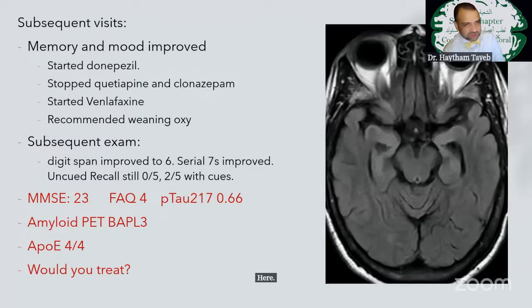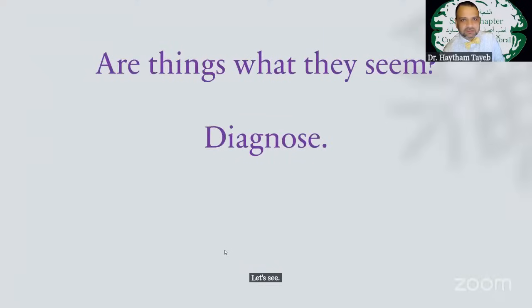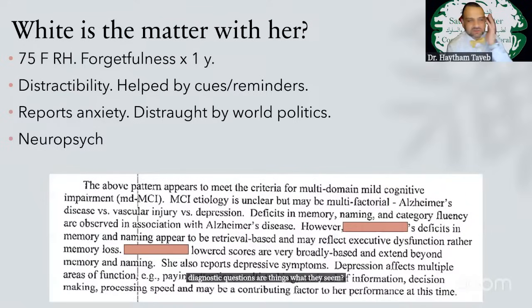All right, so we can still do a few more. Let's see. Diagnostic questions: are things what they seem? The title of this case is "White Is the Matter with Her." A 75-year-old female, forgetful for 1 year. I was not really impressed by her forgetfulness. It sounded more like conversational inattention, difficulties retrieving things.